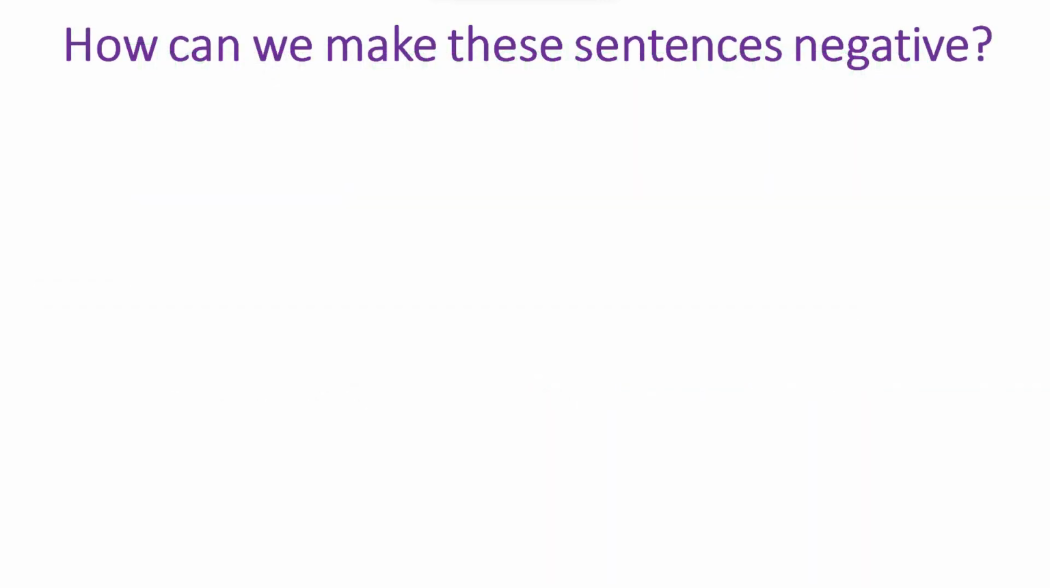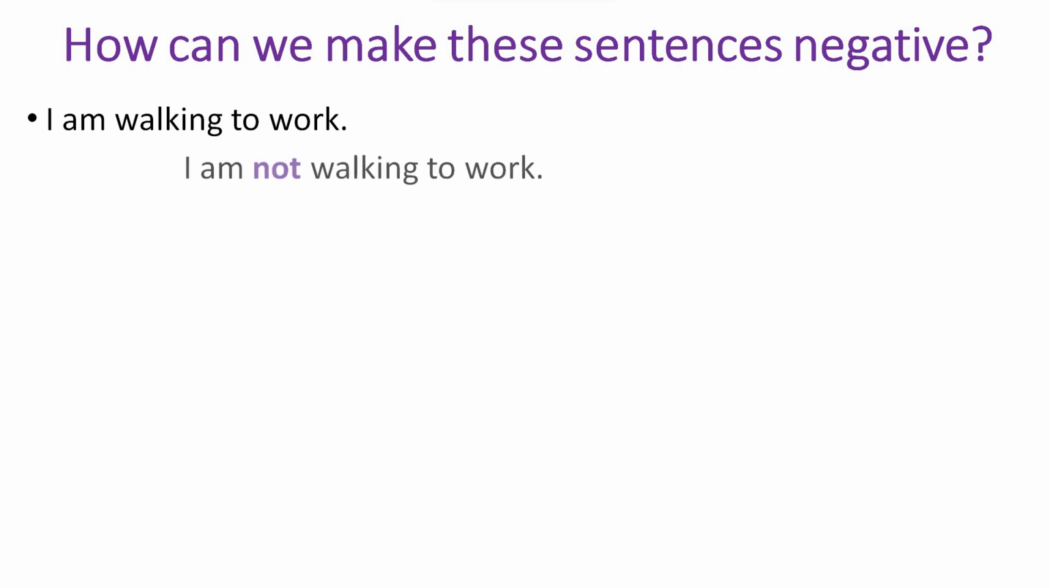So let's check our understanding of this. I'm going to show you some positive present continuous tense sentences, and I'd like you to help me make them negative. I am walking to work. What do you think? How can we make this negative? I am not walking to work.